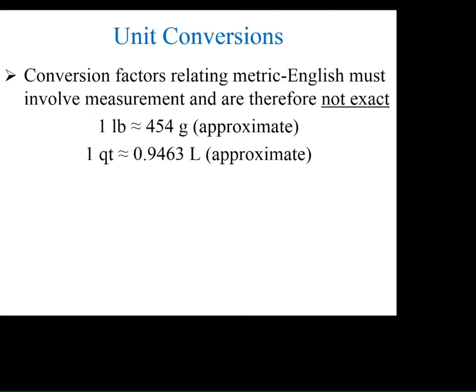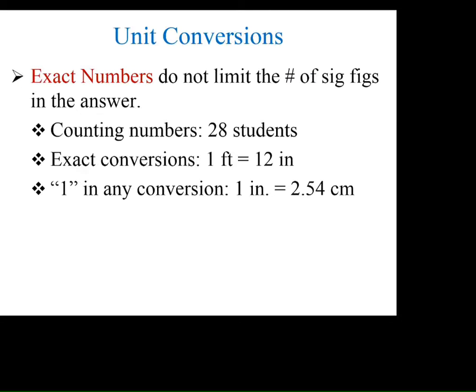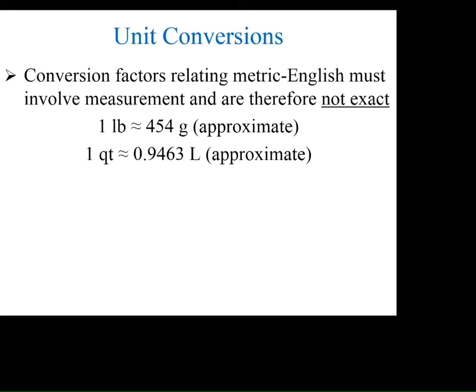Okay, as I was saying, oh my gosh, I heard some grumbling. Let me go back one second. Like I said, English to metric, those have been measured, right? Somebody had to sit down and figure out how many grams are in a pound. They had to actually get a pound and weigh it, right? So now those are measurements. That would limit your answer to only 3 sig figs, because that's 3 sig figs. Or how many quarts are in a liter? You have to get out a liter and measure it out in quarts, right? So that would be 1, 2, 3, 4 sig figs.